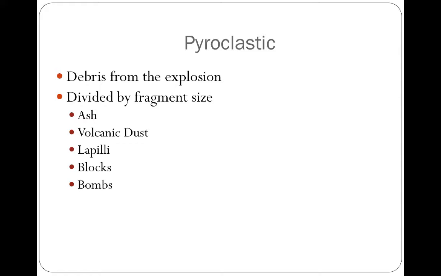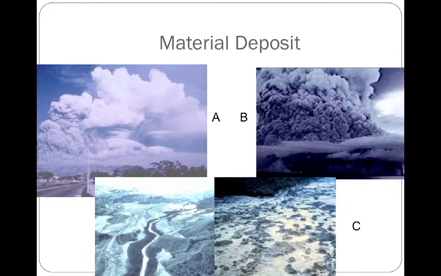The pyroclastic material then is going to be divided and described based on the fragment size, where we have volcanic ash, which is the smallest particles, very fine, travels great distances, all the way up to what we refer to as bombs, which are very large chunks of rock and solidified magma that fall to the earth. Here are some pictures of the different types of material deposits that you can get with volcanic eruptions.